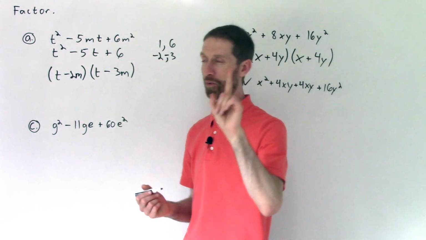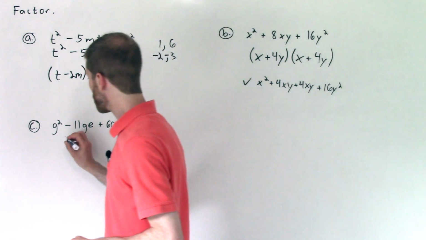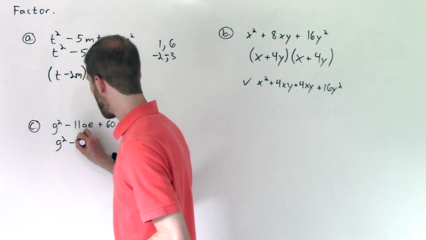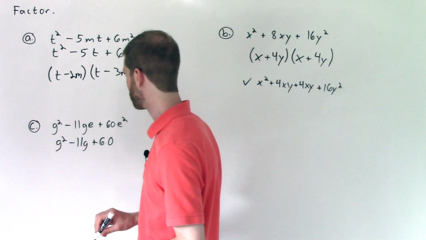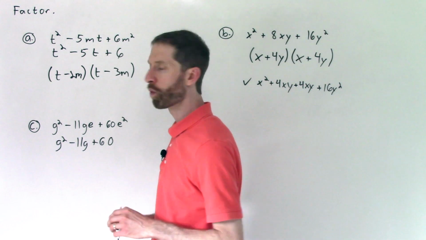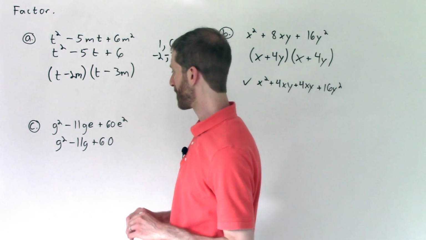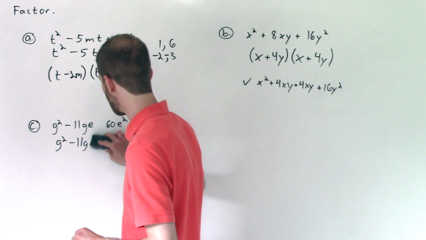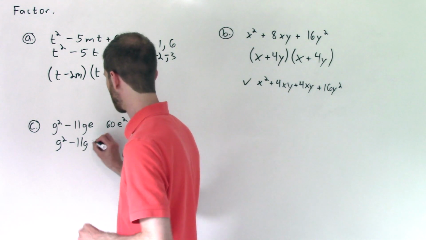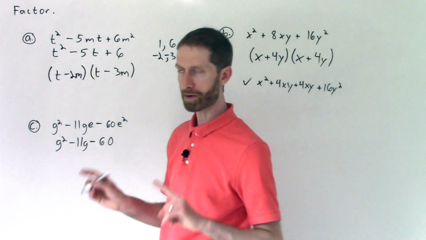Not bad. One more. So again, ignore it. I'm looking at this as g squared minus 11g plus 60. That's how I'm looking at this problem. Now, how in the world do I deal with that? Well, not too bad. And actually, I'm going to make that minus 60. So this works out real nicely. Okay, so change the problem to minus 60.